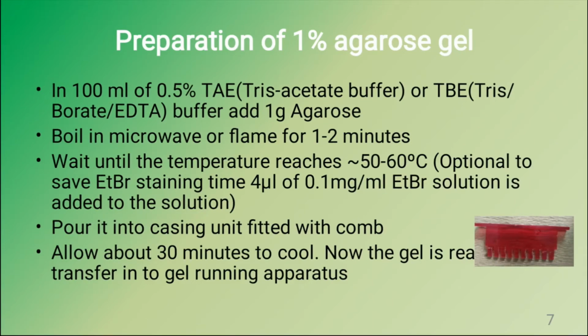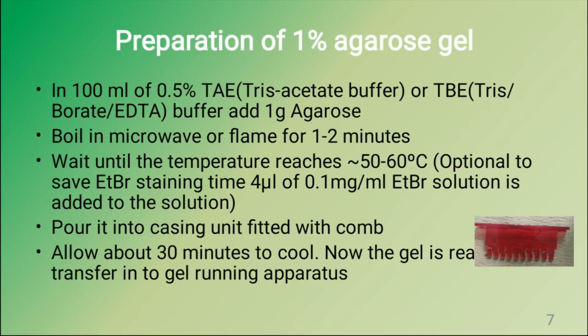To prepare 1% agarose gel, we need 0.5x concentration of TAE buffer or Tris borate EDTA or TBE buffer, and we have to weigh 1 gram of agarose and mix it with 100 ml of TAE or TBE buffer in a conical flask. The volume of liquid should be approximately 20% of the flask, which is kept inside a microwave oven and boiled for 1 to 2 minutes. During this time, the agarose melts and homogenizes with the TAE or TBE buffer. Then carefully bring it out with temperature proof gloves and wait until the temperature reaches 50 to 60 degrees Celsius.